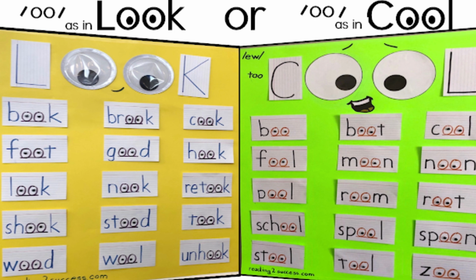Now the turn of the long vowel is oo, like in the word cool, k, oo, l, cool, b, oo, t, boot. Cool, fool, moon, noon, pool, room, root, school, spool, spoon, stool, tool, zoo.